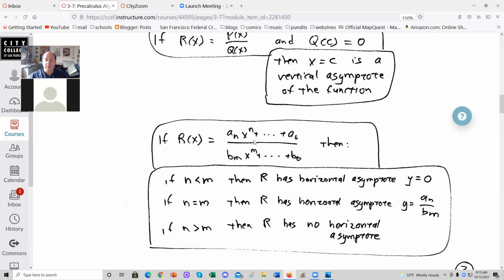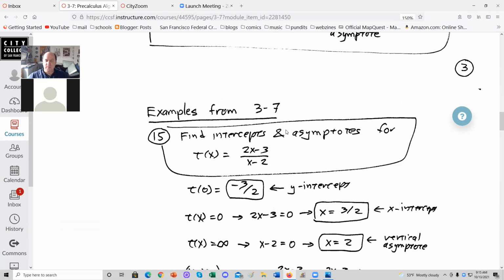And if n and m are equal, then you can divide numerator and denominator by x to the n, and all the other terms vanish, and we're left with a_n over b_m, or a_n over b_n if n and m are equal. So for example, what are the intercepts and asymptotes for this?